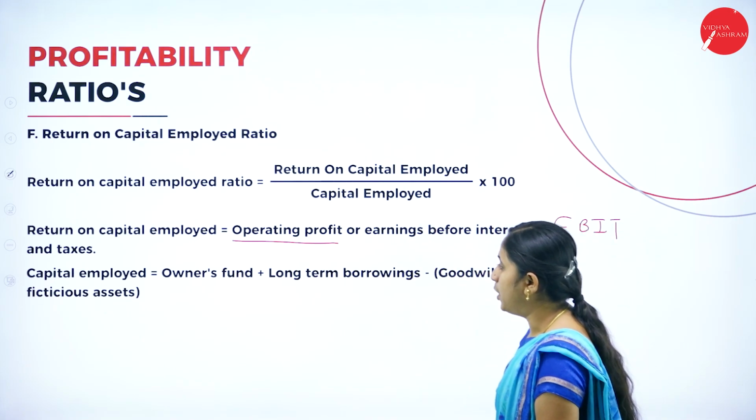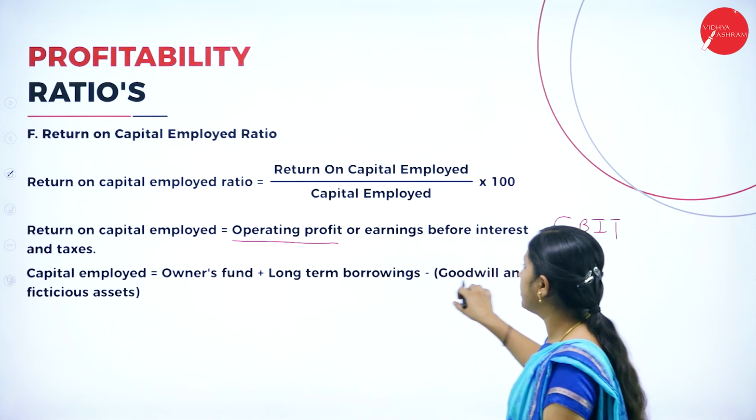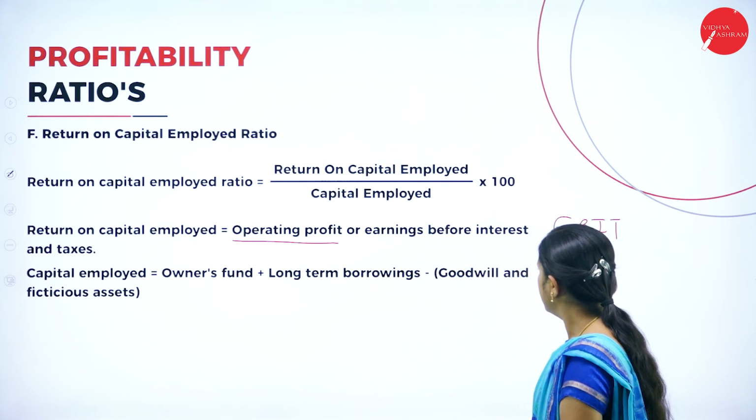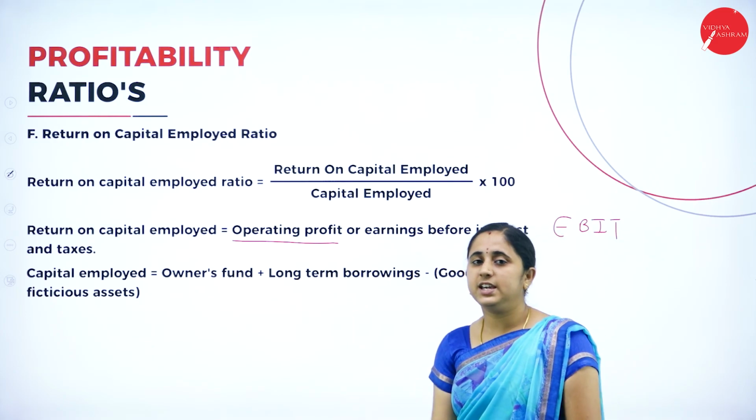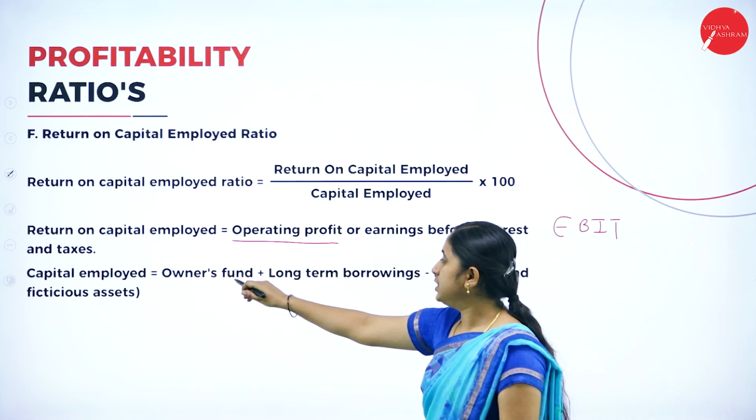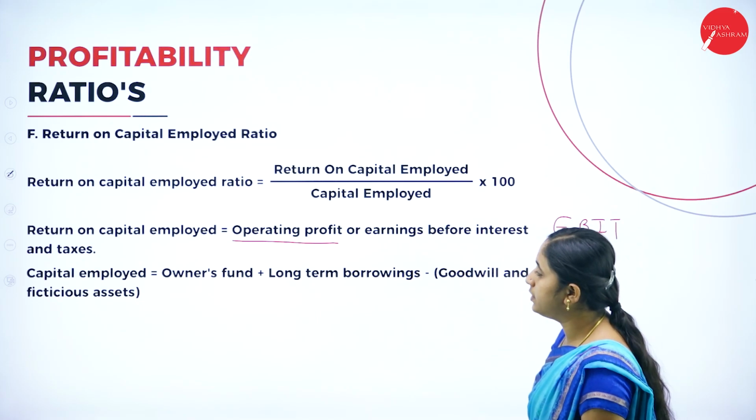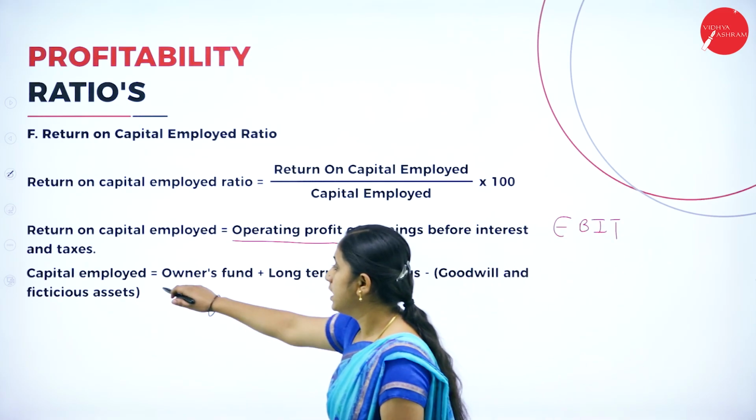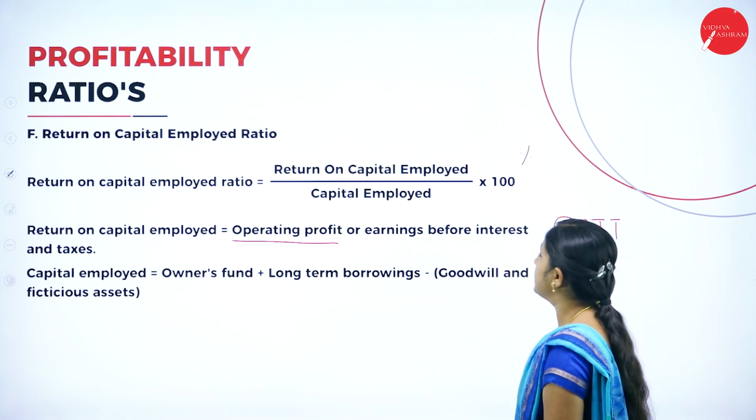Next, capital employed. Capital employed is equal to owner's fund plus long-term borrowings minus goodwill and fictitious assets. For example, equity, debt, like that. Owner's fund plus long-term borrowings minus goodwill and fictitious assets is equal to capital employed. It is also expressed in percent.